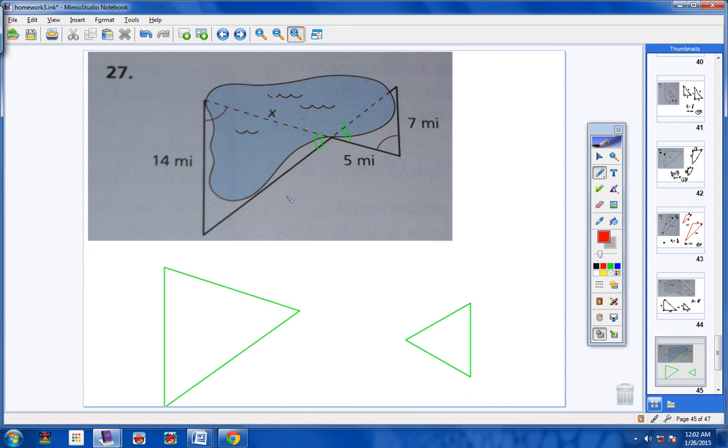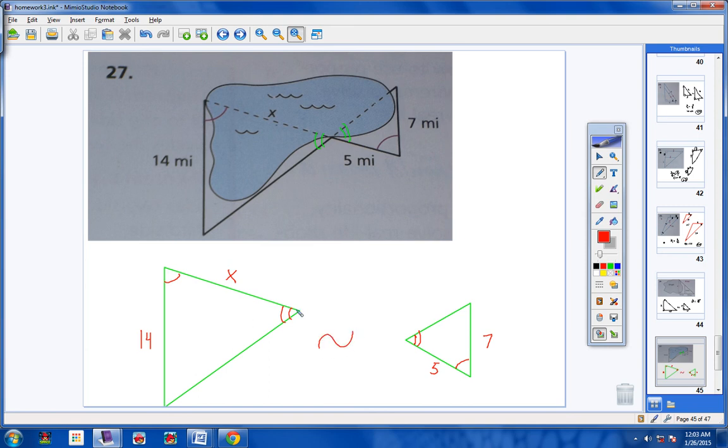Now let's see. This has a length of x. This has a length of 14. This has a length of 5. A length of 7. And I know this angle here is congruent to this angle here. This angle here is congruent to this angle here. So I have two angles in one triangle congruent to two angles in another, so the two triangles are similar.